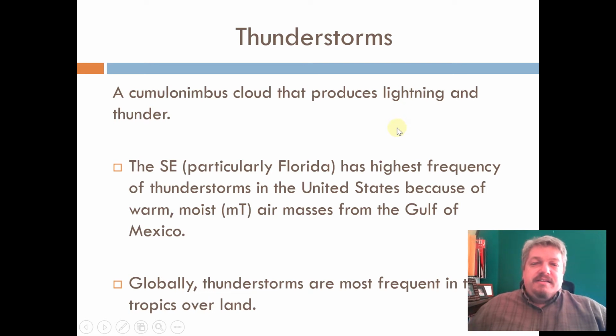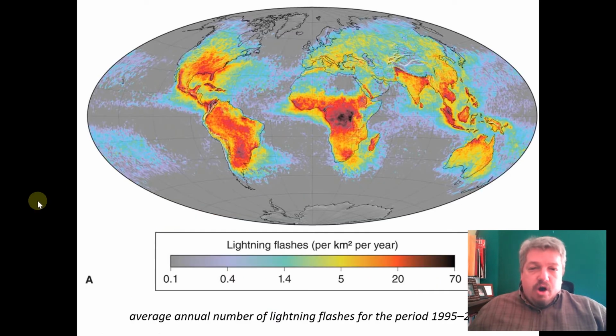In the United States, Florida has the most because of the combination of air over the Gulf of Mexico, which is warm and moist, and cooler, drier air from the land coming down. But when we look at the pattern around the globe, most thunderstorms happen in the tropics over land, not as much over the water, mainly over the land. And that's because over the water, the air is relatively moist. You need that combination of warm, moist air and cool, dry air, which we'll talk about.